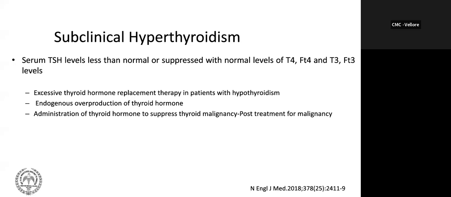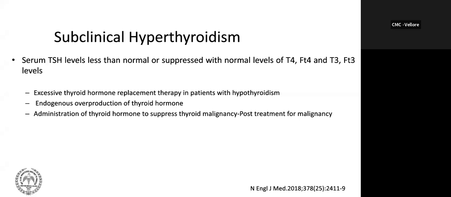So basically, this is one article from the New England Journal which says that TSH is less than normal or suppressed to rock bottom, like 0.0001 also. But remember that the commonest cause is excessive thyroid hormone therapy in patients with hypothyroidism. Most patients, when they go to the pharmacy, inadvertently take that. A lot of patients, so ask for the history, right? Endogenous overproduction of thyroid hormones, possibly, or maybe malignancy where the patient had malignancy.